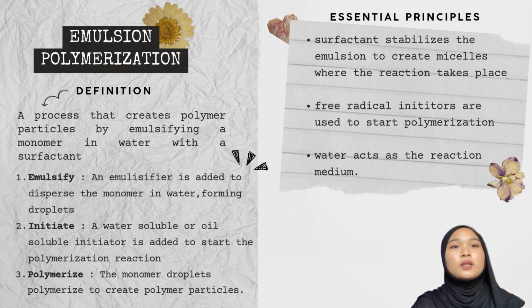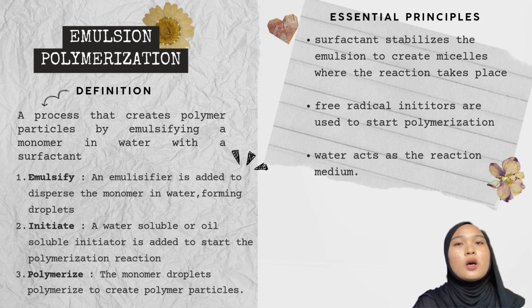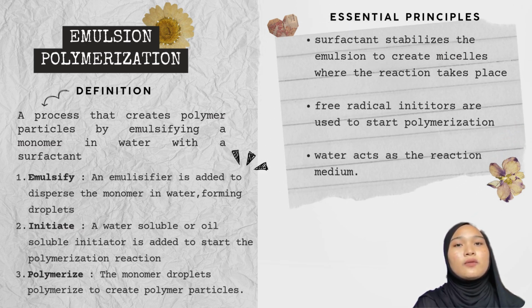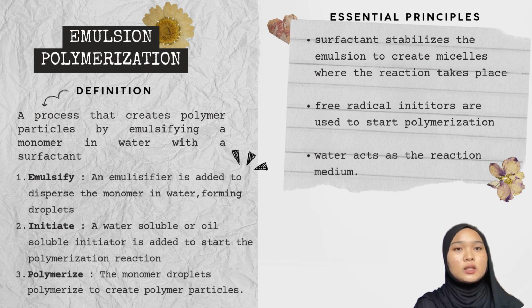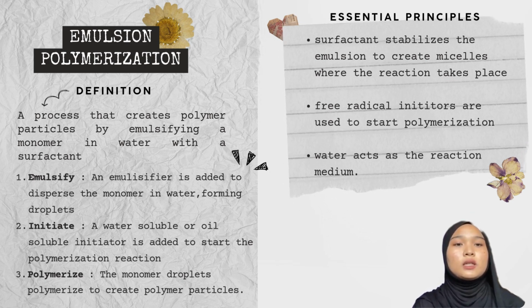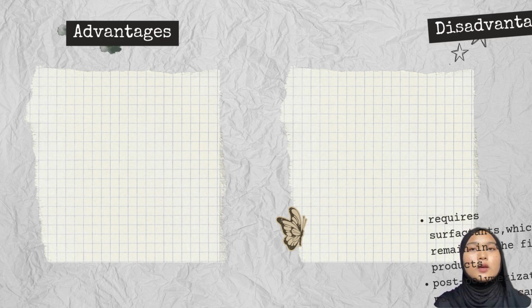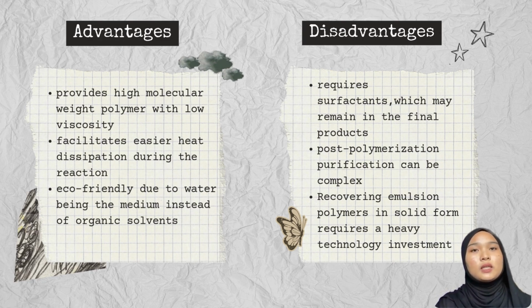The key principles include the stabilization of the emulsion by surfactants, free radical initiation, and the use of water as the reaction medium. Emulsion polymerization offers significant advantages. It enables the production of high molecular weight polymer with low viscosity, facilitates heat dissipation during the reaction, and it is eco-friendly due to the use of water instead of organic solvents.